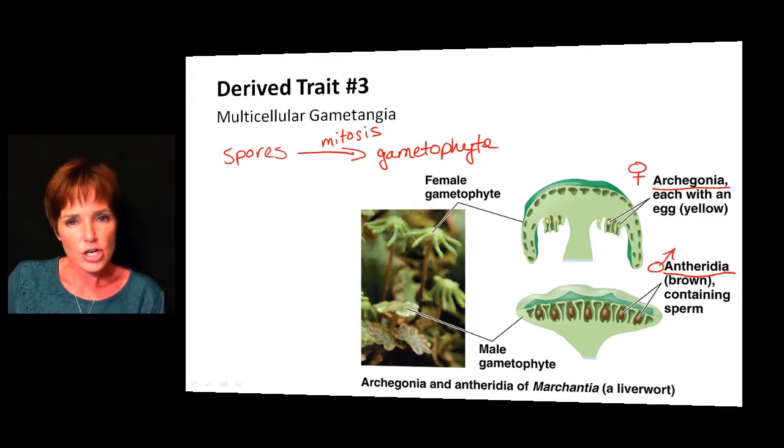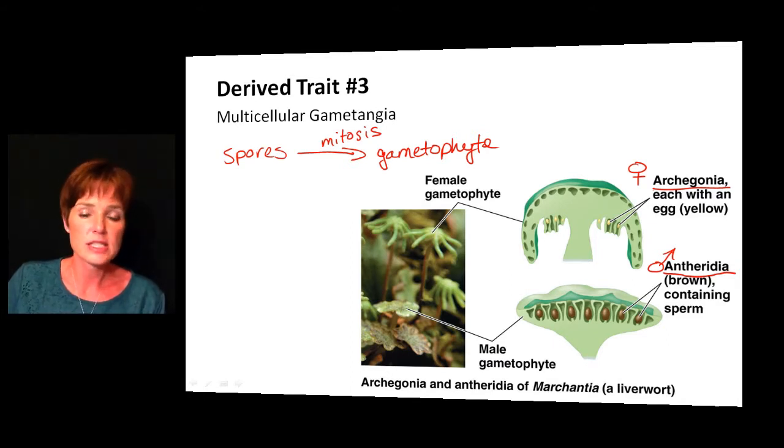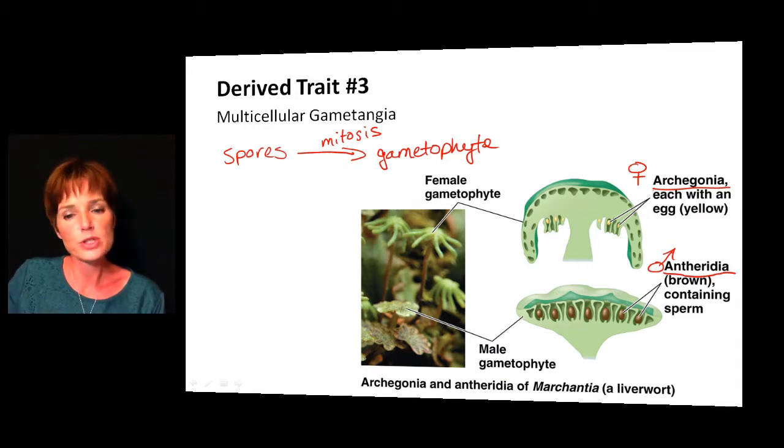Sometimes these are located on the same gametophyte. Sometimes they're located on separate gametophytes. That would just depend on the individual plant that we're looking at or the species that we're looking at. In any case, this female gametangia holds the egg inside, and remember that we're going to have multicellular dependent embryos. So those dependent embryos would develop right there inside the archegonium after fertilization had taken place.